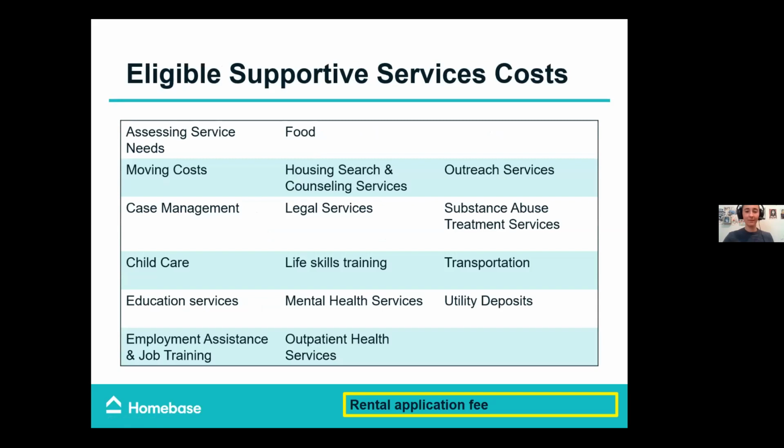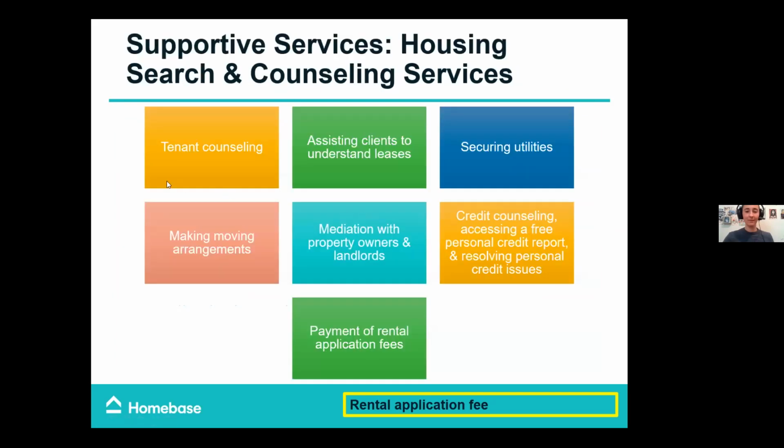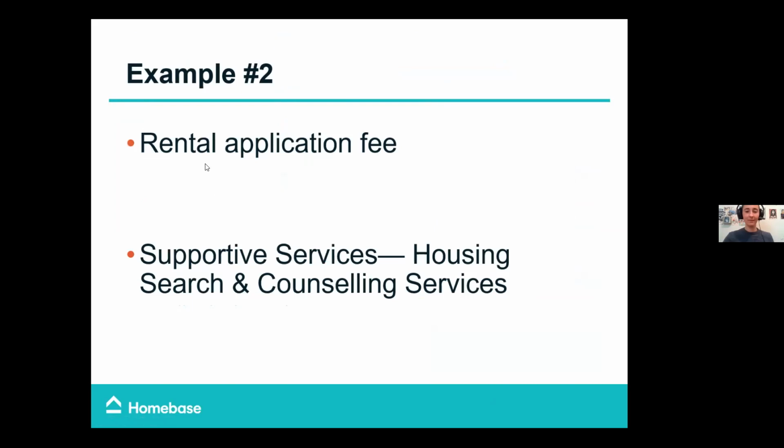Okay, so on this slide, I see a list, and I don't know, it might be moving costs, housing search and counseling services. It's been a while. I don't really remember what that specifically entails. It feels a little vague and ambiguous, so that might be something I want to look more into. Next slide, please. I know there's a specific slide that has more detail on housing search and counseling services. And here, there's payment of rental application fees. So that's a perfect match for what I'm looking for. Great. Next slide. So I match it to supportive services, housing search, and counseling services.